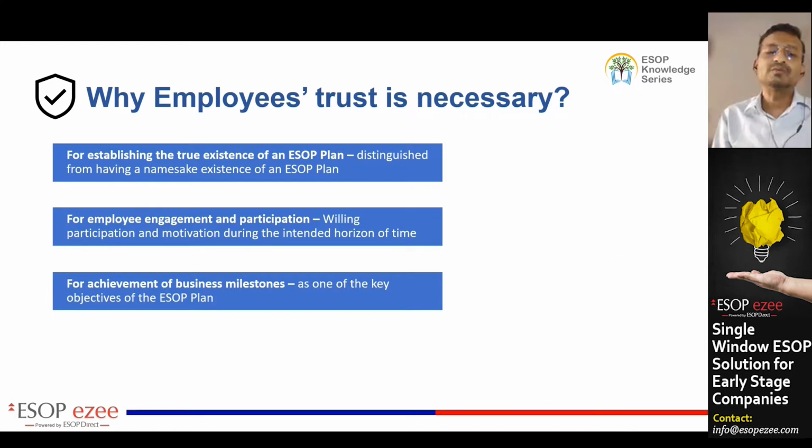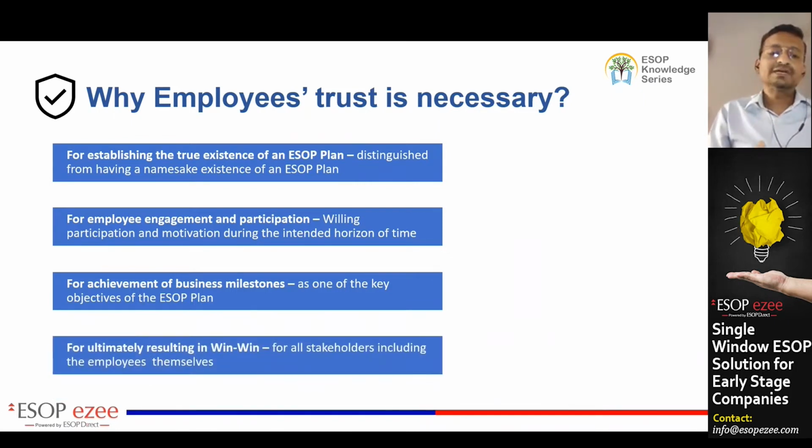When we talk about an ESOP plan, whether directly or indirectly, we talk about the achievement of business milestones and corporate growth. So from that point of view, if employees have trust in an ESOP plan, it becomes easier to achieve the business milestones and corporate growth. So it helps in achievement of the key objectives of the ESOP plan. Whether or not it is written as a key objective, corporate growth is essentially always a key objective, ultimately resulting in a win-win for all stakeholders, including the employees themselves.